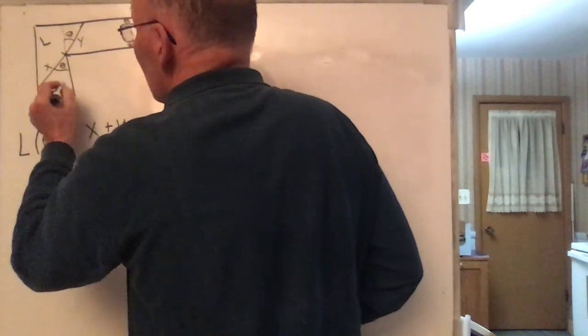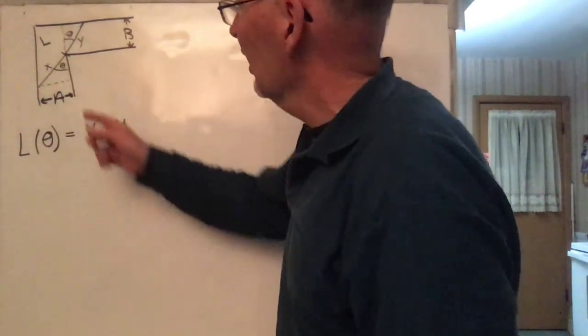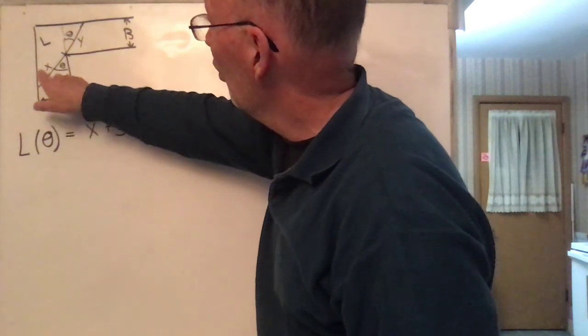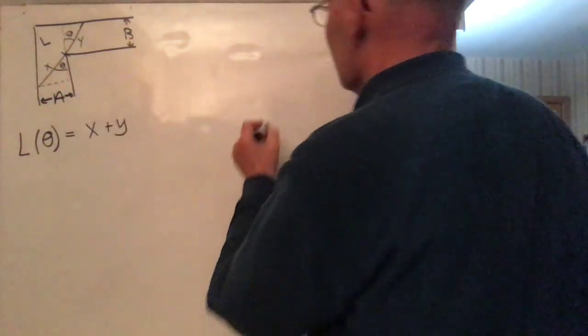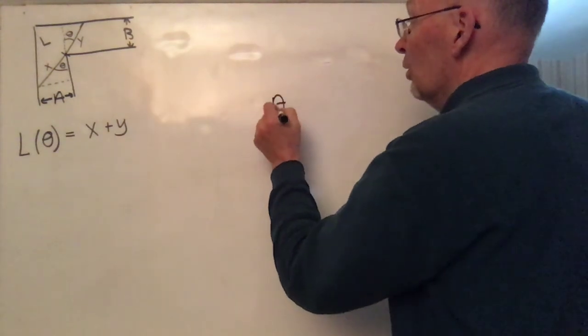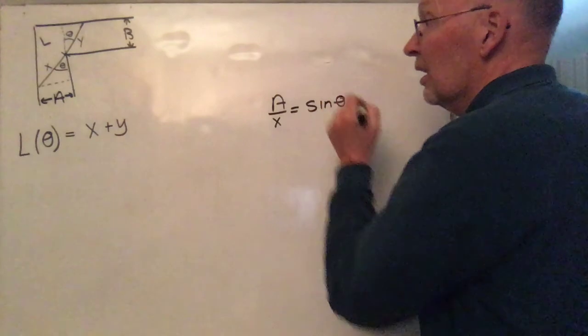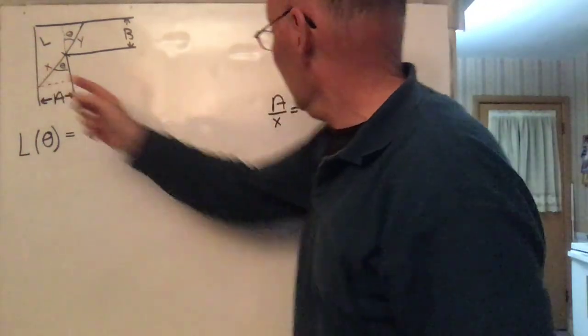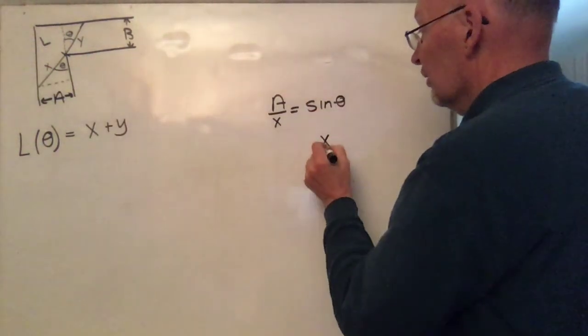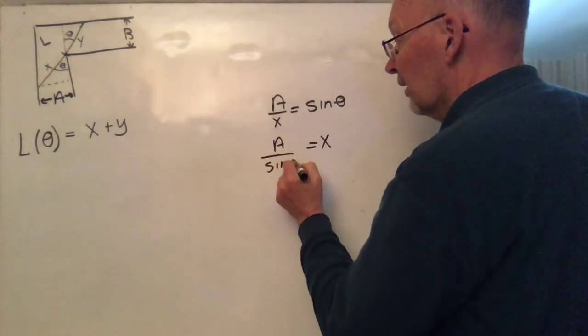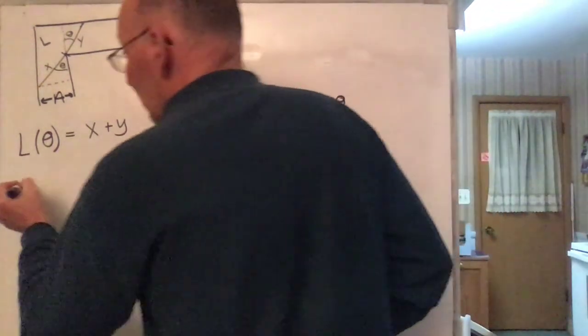Look at this. Here's where we are. What's the relationship? A over x is the sine of theta. Everyone agreed? A over x is equal to the sine of theta. And we want to solve that for x. So x is equal to A over the sine of theta. So that's what x is.